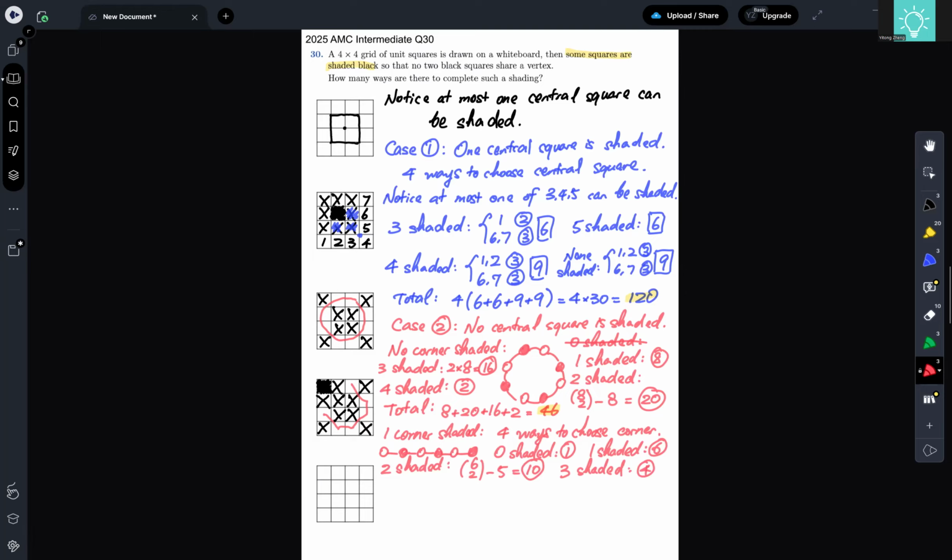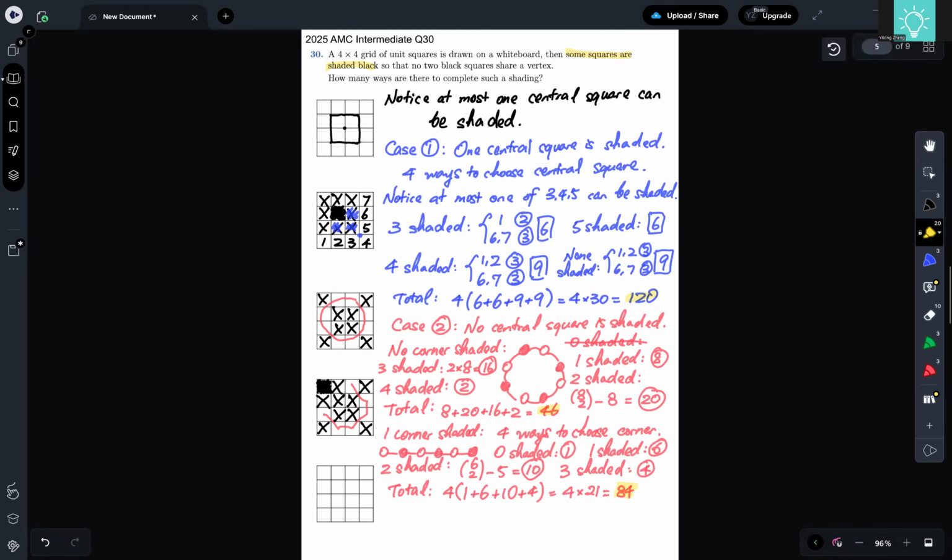Okay, so what's the total number of ways? There's 4 ways to choose the corner. So I multiply by 4. And once we've chosen the corner, I have 1, 6, 10, and 4, which is 21 ways to do the shading. And I am left with 4 times 21. There's 84 different shadings if I don't shade any of the central squares, but I shade 1 corner.